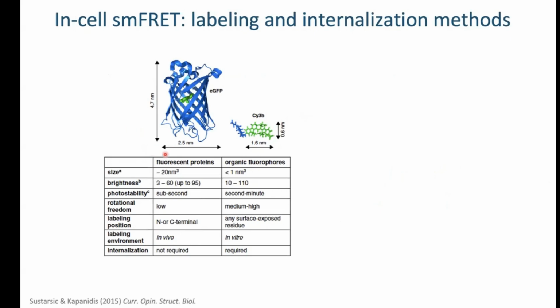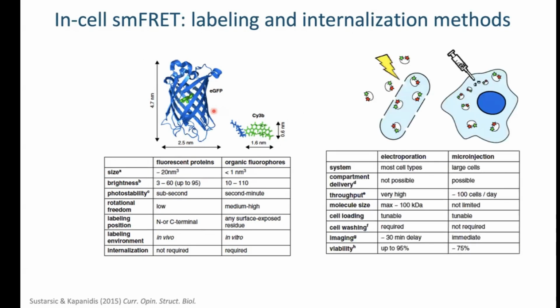And also because they are not so photostable and bright, and also because you can only put these fluorescent proteins at the termini of your protein. And of course, it's not the way that you do single molecule FRET. So if you look at the literature, most of these experiments have been performed in vitro. More recently, there is some work, particularly from Ben Schuler's lab, that has performed in-cell single molecule FRET.